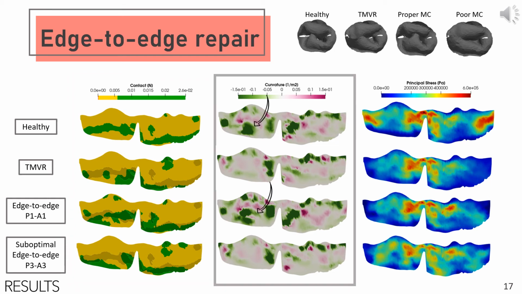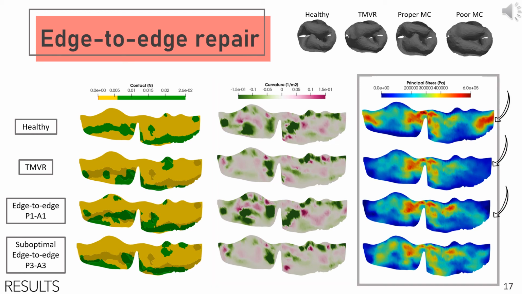The curvature of the valve at peak systole can give information regarding the structural distribution of the leaflets, and can give an indicator of how close the valve is to its healthy state. For instance, we can see a closer resemblance of the valve between the post-interventional valve and the healthy scenario. Once again, a suboptimal placement of the clip will have close to no effect on the curvature of the valve at peak systole, resembling the distribution of the diseased valve.